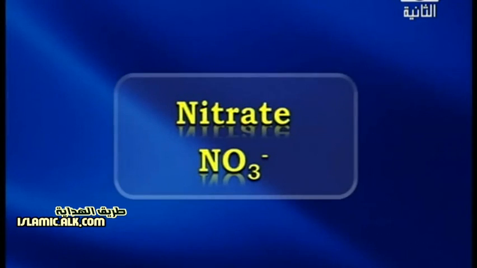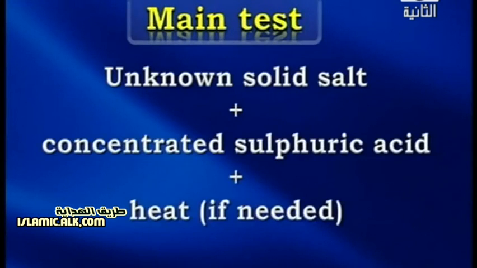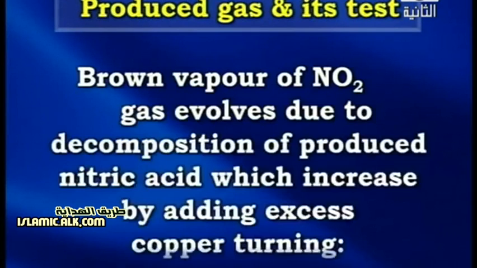Now we are going to discuss the last anion of the sulfuric acid group, which is nitrate radical, NO3-1. The main test here: the unknown solid salt plus concentrated sulfuric acid plus heat. Here the produced gas is brown vapor of nitrogen dioxide gas that evolves due to decomposition of the produced nitric acid, which increases by adding excess copper turnings, as the following animation shows.